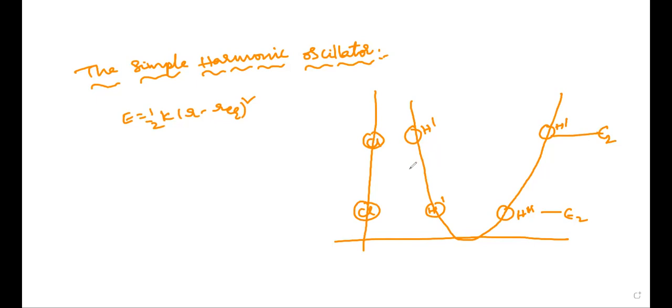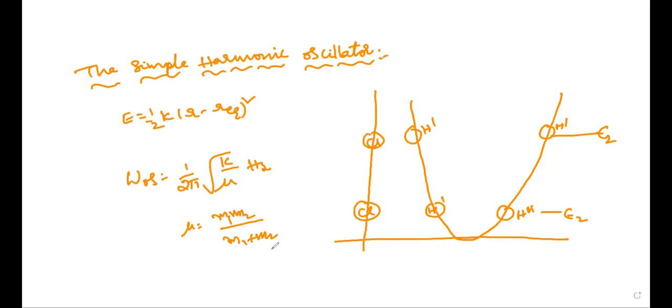So an elastic bond, like a spring, has a certain intrinsic vibrational frequency. The vibrational frequency omega is equal to 1 by 2 pi into root k by mu, where mu is the mass, also called the reduced mass here. Mu is m1 m2 by m1 plus m2, that is the reduced mass of this system.